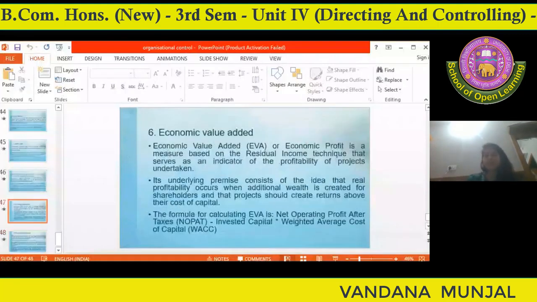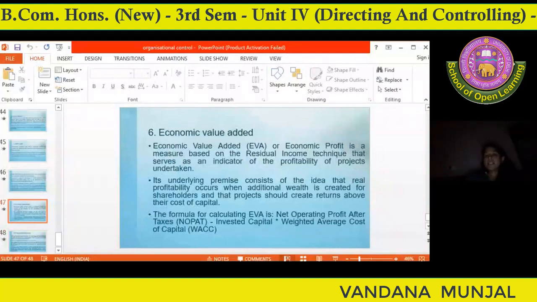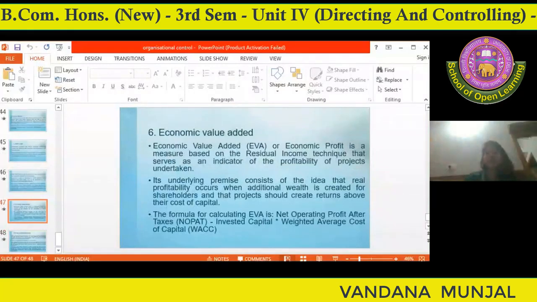Next is economic value added, in which we talk about economic profit. It is a measure based on the residual income technique that serves as an indicator of the profitability of projects undertaken. Its underlying premise is that real profitability occurs when additional wealth is created for shareholders and the project should create returns above its cost of capital. For example, again it is a technique just like return on investment: if you are investing in a project, you should get more returns than the cost of that particular project.